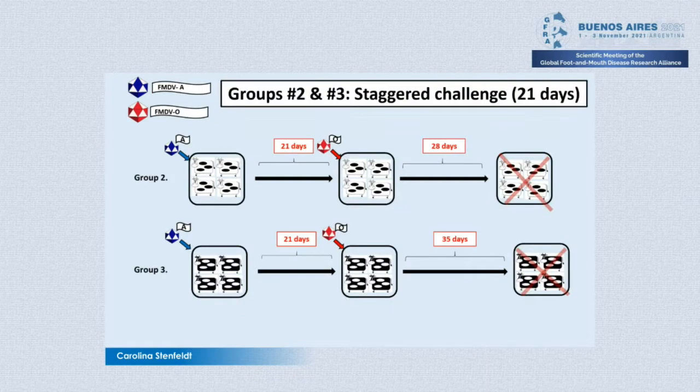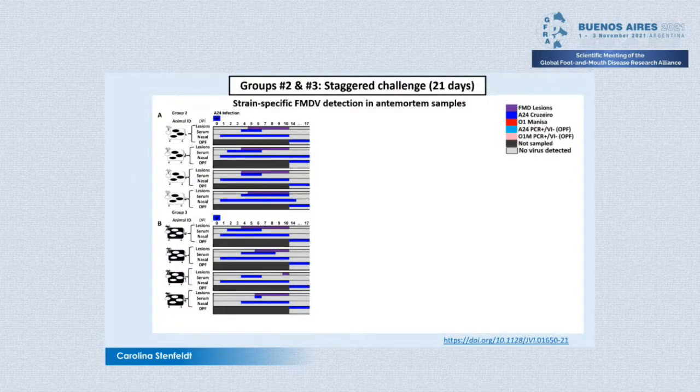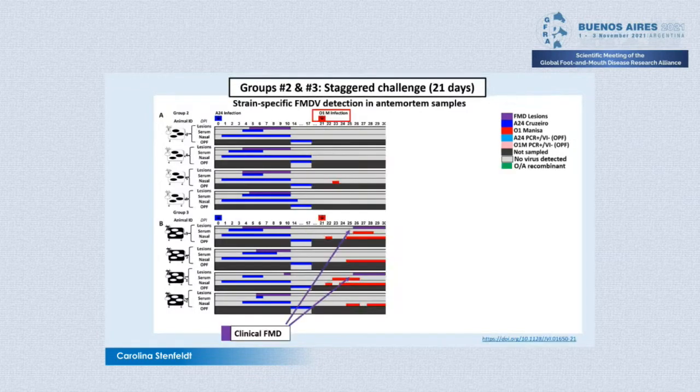That brings us to study groups 2 and 3, which were superinfected with O1 Manisa 21 days after the initial A24 infection. This is a similar layout as I showed before, showing strain-specific PCR detection in samples collected from the 8 animals in groups 2 and 3 through the first 21 days. All of these animals were infected after the first inoculation. They were also all positive for A24 in probang samples.